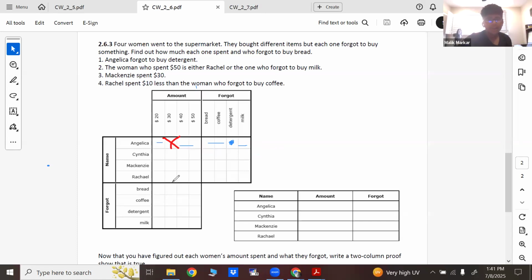Wait. Can you erase this X? Oh, sure. I can erase it. Because Mackenzie spent 30. So Mackenzie, and she spent, okay. So $50 either Rachel or the one who got the milk. So it can't be Angelica because she forgot detergent. So either Rachel or Cynthia. And 50 is the most. So that means Cynthia spent $50 and Rachel spent $40.